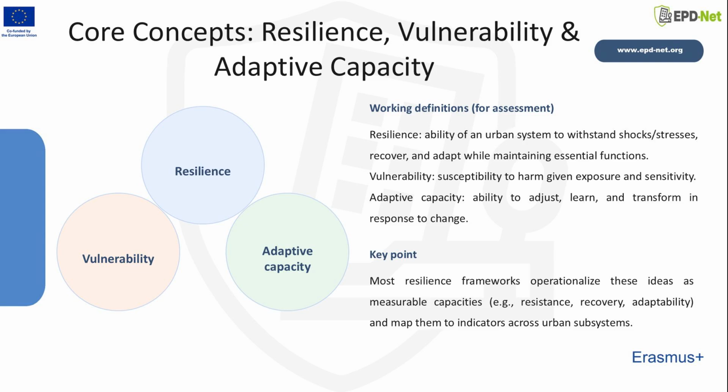3 concepts sit at the center of urban resilience assessment. Resilience refers to the ability of an urban system to withstand shocks and stresses, recover from disruption, and adapt while maintaining essential functions. Vulnerability refers to susceptibility to harm, often shaped by exposure and sensitivity. Adaptive capacity refers to the ability to adjust, learn, reorganize, and transform in response to change. These terms are related, but they are not interchangeable. Vulnerability helps reveal where and why harm is likely.